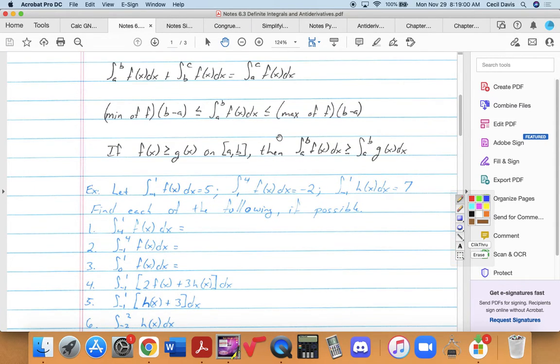All right, here's one that I want to spend a little bit of time on. The integral from a to b of f of x dx plus the integral from b to c of f of x dx is equal to the integral from a to c of f of x dx. And this is one where everybody is happy if you draw it a particular way.